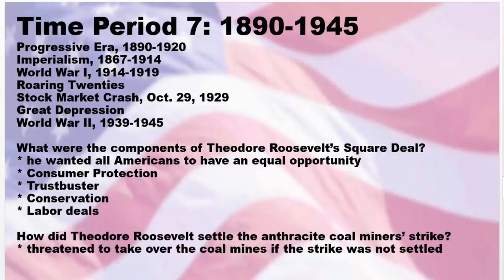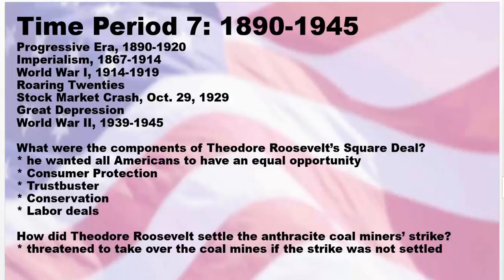His Square Deal, the basic components of this would be, he looked out for the consumers. The book The Jungle, remember the spark for the Progressive Era would be all of the muckrakers who were writing about the problems. And Upton Sinclair's The Jungle exposed the horrific conditions in the meatpacking industry. So consumer protection is a big component, and he does convince Congress to pass the Pure Food and Drug Act and the Meat Inspection Act.